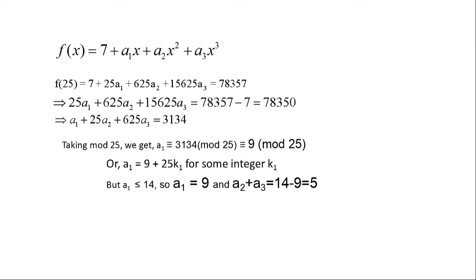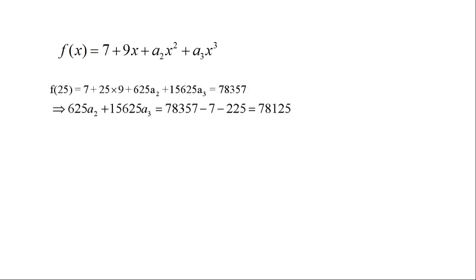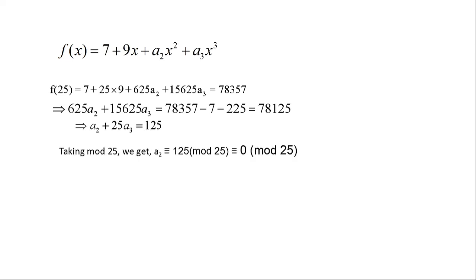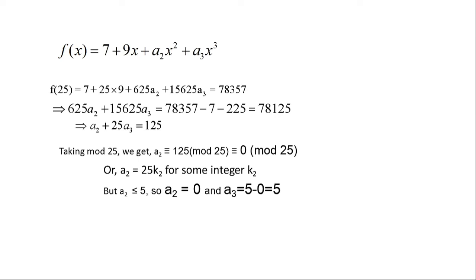Now substituting the value of a1, and again simplifying this expression by dividing it by 25, we get this expression right here. And when we take mod 25, we get that a2 is congruent to 0 mod 25, or a2 is equal to 25 k2 for some integer k2. And since a2 must be less than or equal to 5, the only possibility is a2 equal to 0. Using this logic, we can also conclude that a3 must be equal to 5.